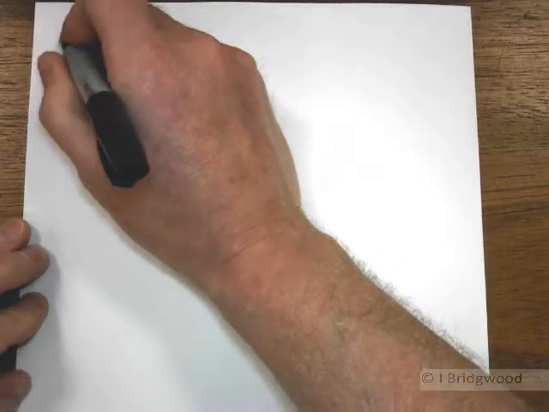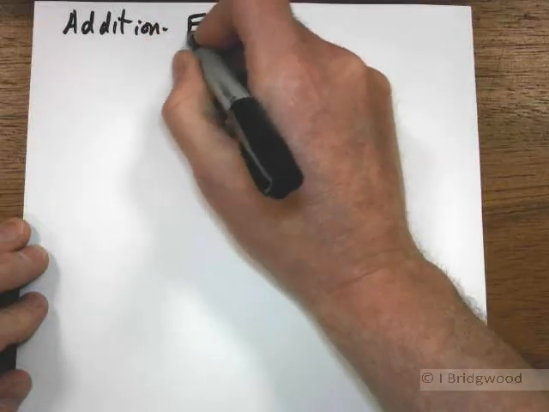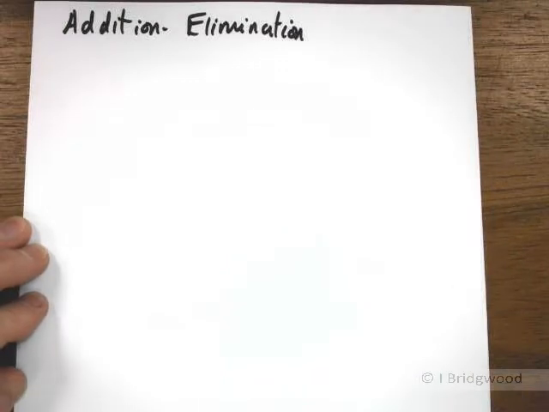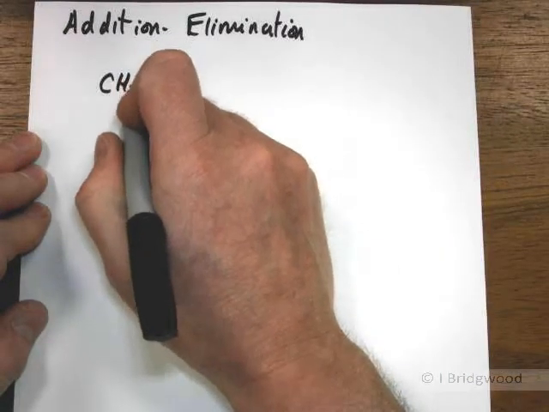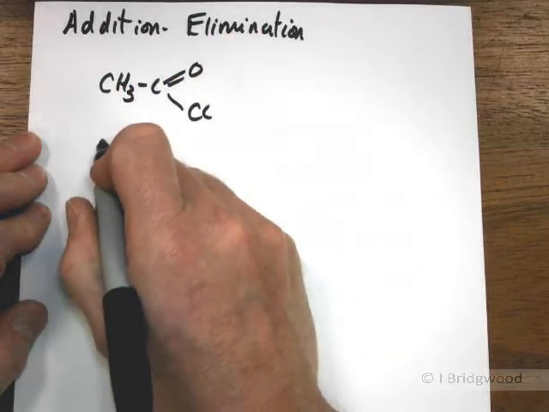So the mechanism for reaction of acyl chlorides and acid anhydrides with water, alcohols, ammonia, or even amines is an addition-elimination. So let's take something like, let's say, ethanoyl chloride, and have a look at the mechanism as it reacts with methanol.